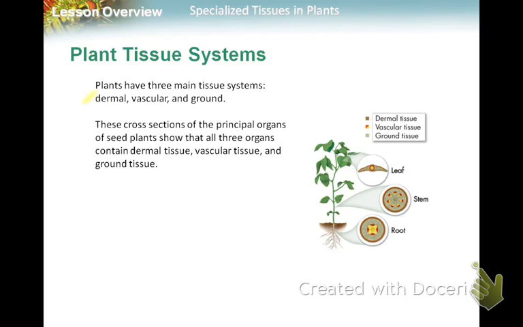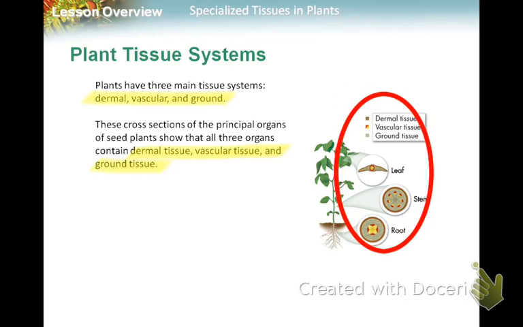Plants have three main types of tissues, so everything seems to be occurring in threes right now: dermal, vascular, and ground tissue. You can see that the three cross sections of the principal organs of seed plants show that all three of these contain dermal, vascular, and ground tissue. They're color-coded here, so you can see what's going on.